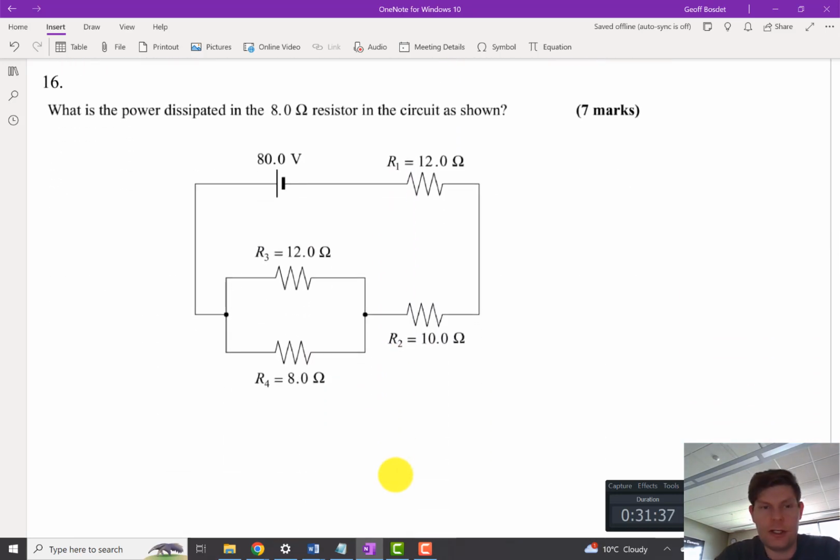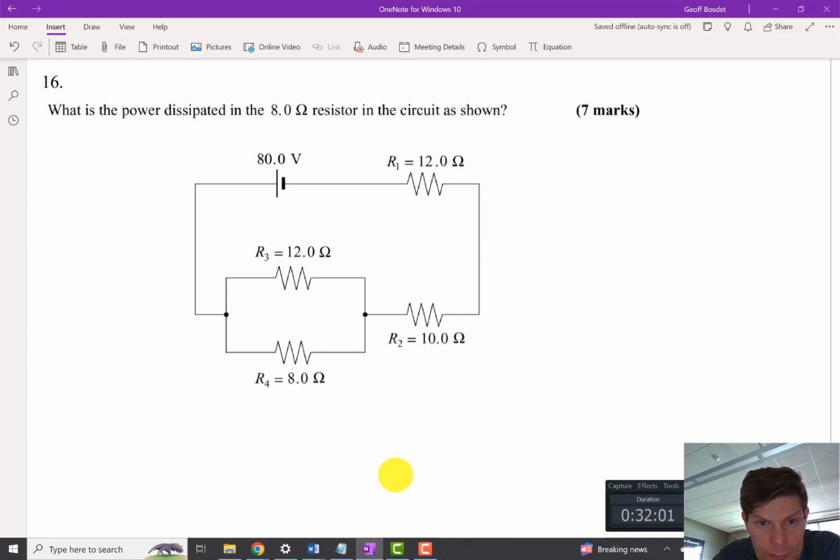All right, let's do this sucker. What is the power dissipated in this 8 ohm resistor in this circuit below? Seems like a good one where we got to find the net resistance and use it to find the total resistance and use it to find the current. That is probably going to happen.